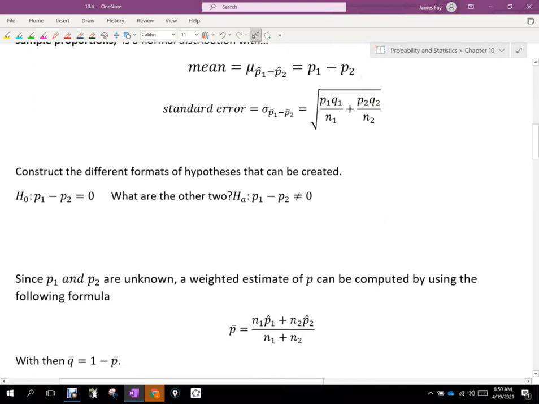Okay, so let's construct the different formats of hypotheses that can be created. Because we're talking about proportions, we're going to use P instead of mu. For our null hypothesis, much like when we talked about the difference between two means in independent samples, we said that there is no difference. That's the agreed upon assumption at the beginning, that there is no difference.